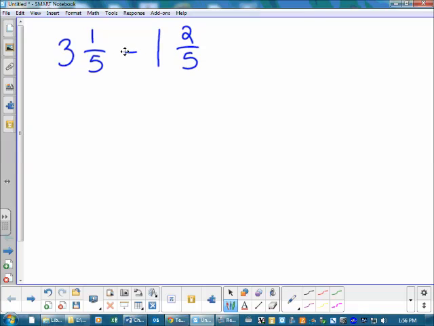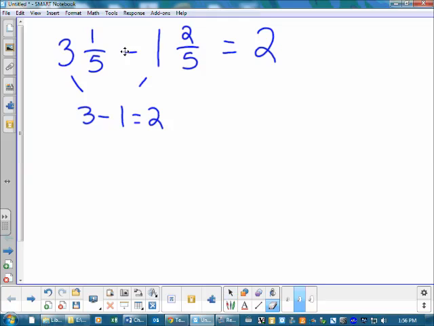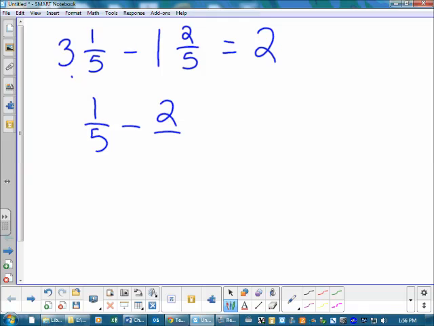The first step in subtracting mixed numbers is subtracting the wholes. So we're going to take 3 and 1. 3, take away 1 equals 2. That's pretty easy, so we have two wholes over there. Now we're going to look at subtracting the two fractions. We have 1/5, take away 2/5.